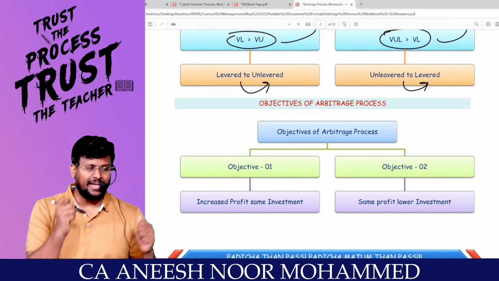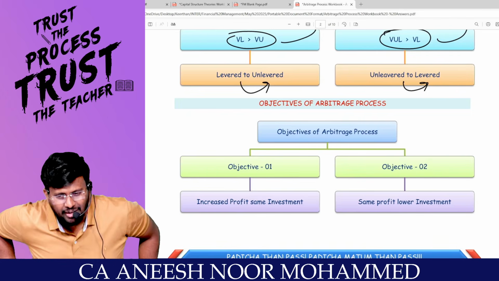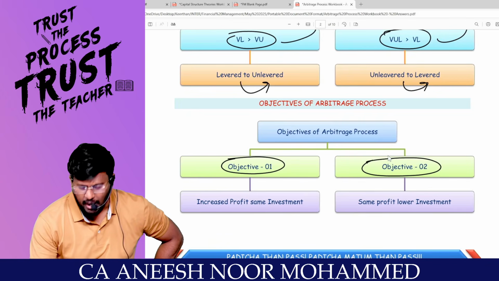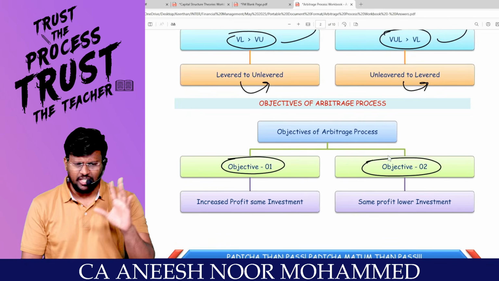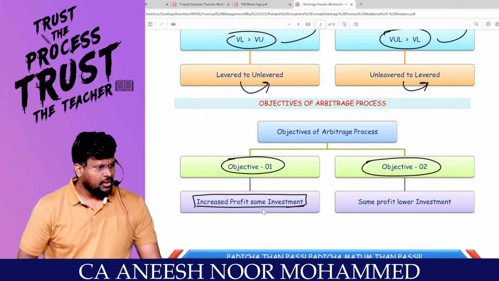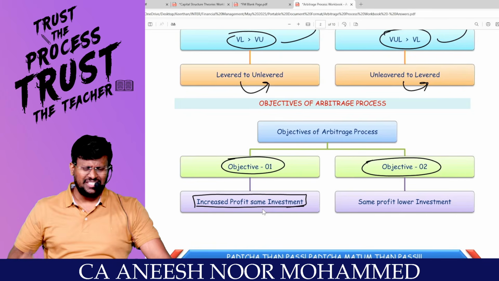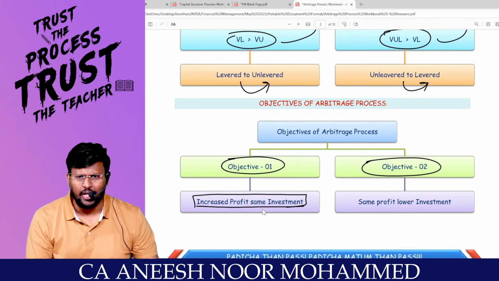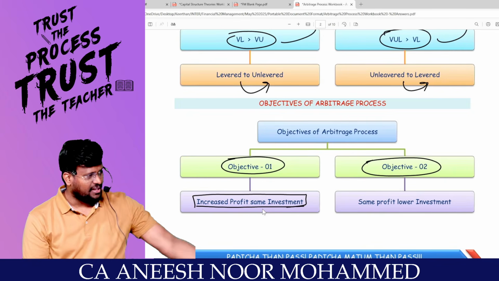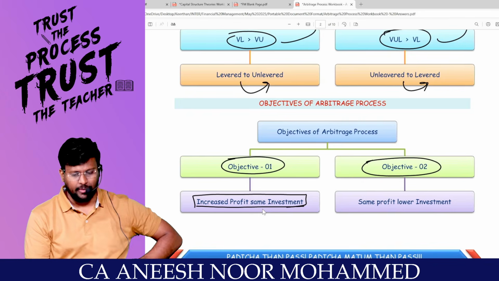They are shifting from levered to unlevered, or unlevered to levered, to obtain one of the objectives. To obtain what? They have to achieve one of these two objectives. Number one, increased profit with the same investment. Sir, if I am investing X amount in the levered firm, I am getting 2,40,000 only, no? Yes, sir. But if I am investing the same in another company, I will be getting more. Are you really with me?